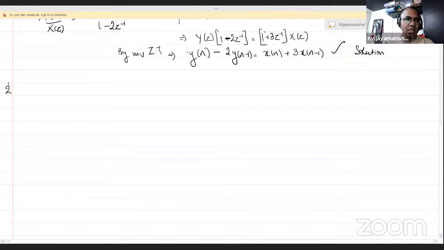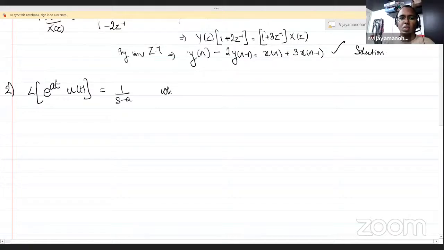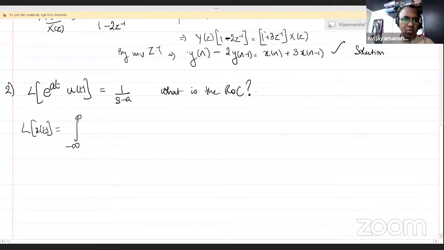So let's go to the second question. Laplace transform of e power a t u of t is 1 by s minus a. What is the ROC? That's what they're asking. Correct. Let us look at the Laplace transform here. So what is Laplace transform of x of t? It is nothing but integral minus infinity to infinity x of t e power minus st dt.